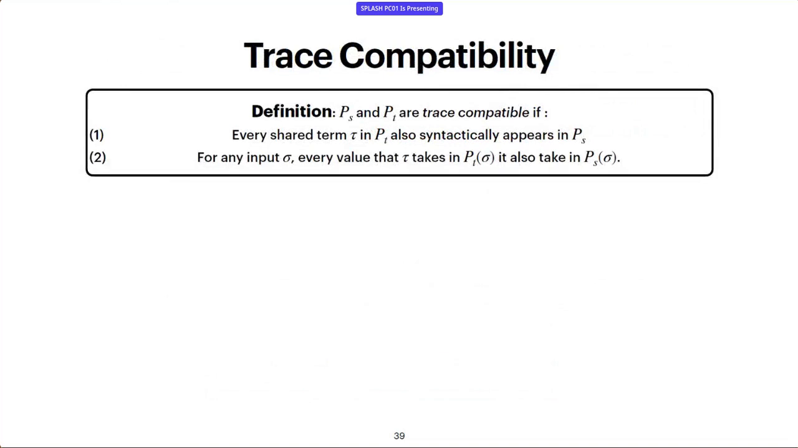Okay, so first, what do we mean by trace compatibility more formally? Two programs, p sub s and p sub t, are considered trace compatible if, first, every shared term tau that appears in the target program p sub t also appears syntactically in the source program. And second, for any input sigma, every value that tau takes in the target program when executing p sub t on sigma, it also takes in the source program.